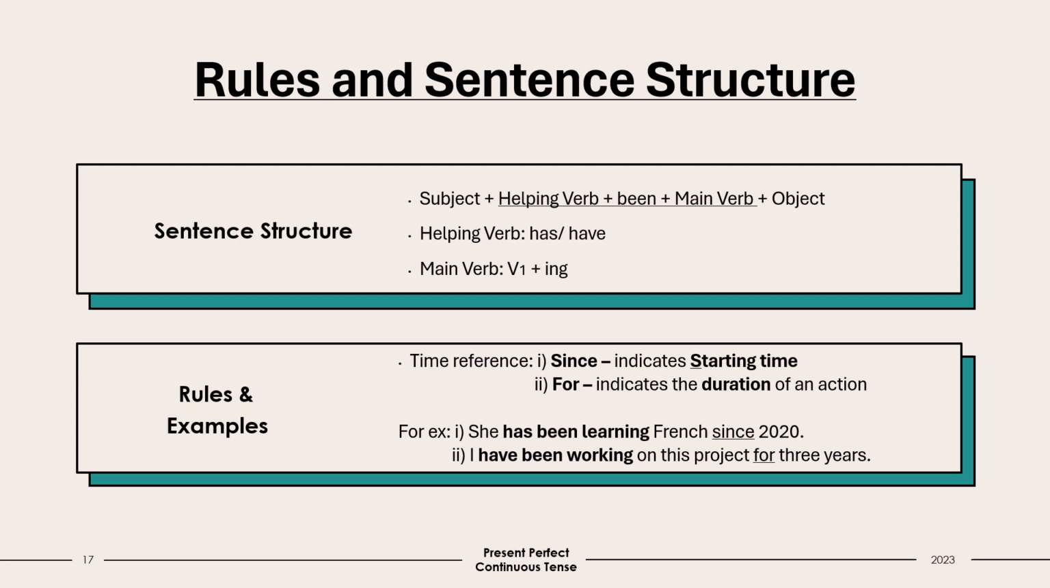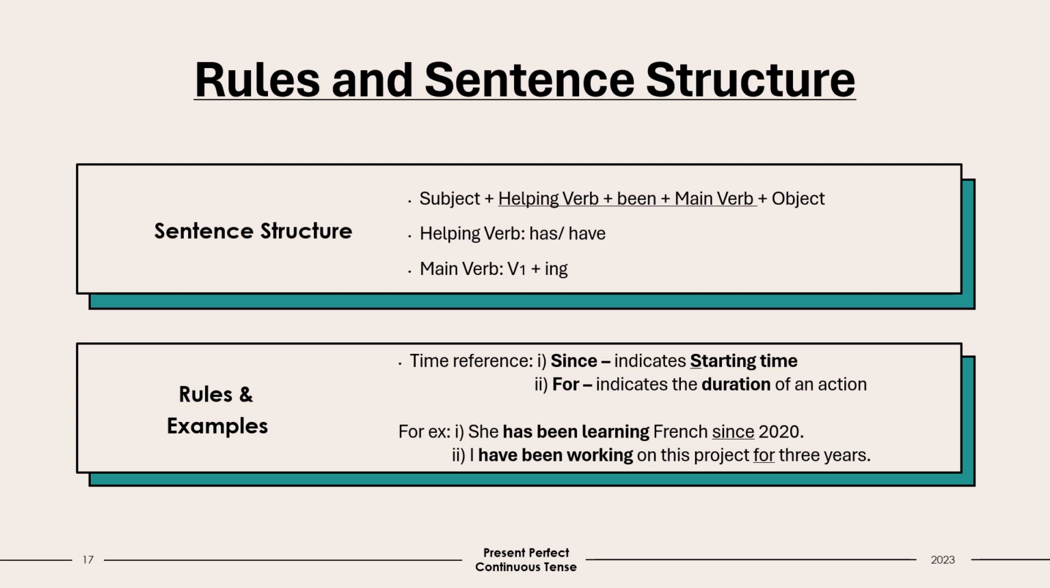So S is for since and S is for starting time. Another word that we have is for. It indicates duration of an action. For example, I have been learning guitar for 5 years.